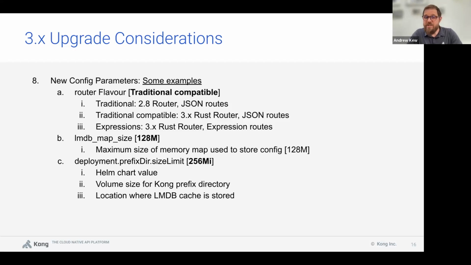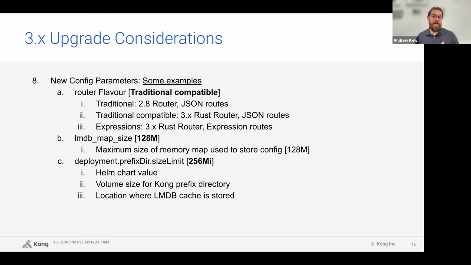You can't mix and match, unfortunately. So you need to choose one of these. In other words, you can't have some JSON, some expressions. If you move to expressions, you have to migrate all of your routes to expressions before you use that. I would recommend going with traditional compatible, so at least you're getting that new Rust router and the performance benefits from that, but still not needing to necessarily migrate all of your routes, especially if you've got a lot of them, and then have another task down the road to move to expressions later on.